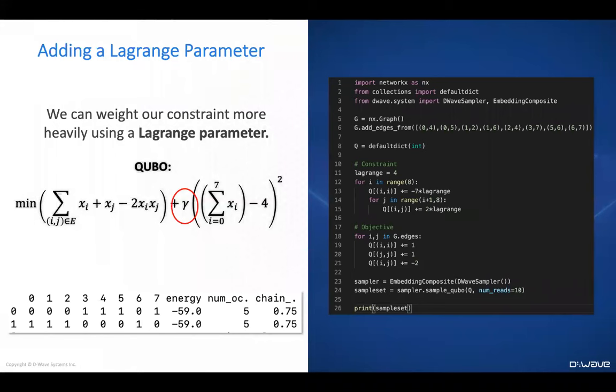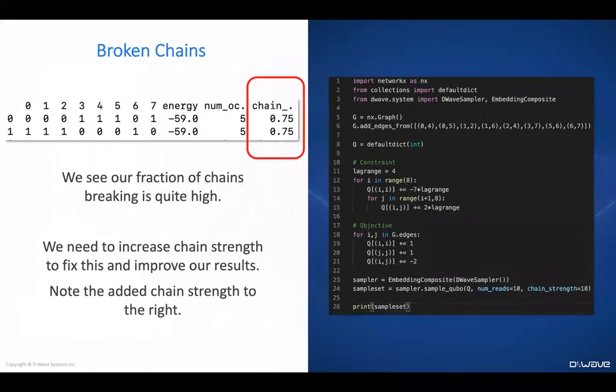Now, what happened? I look at the bottom, and I've got a minus 59, and something on the right says chain something is 0.75. What's going on? This is an example of what is called chain break. Okay, what am I talking about?